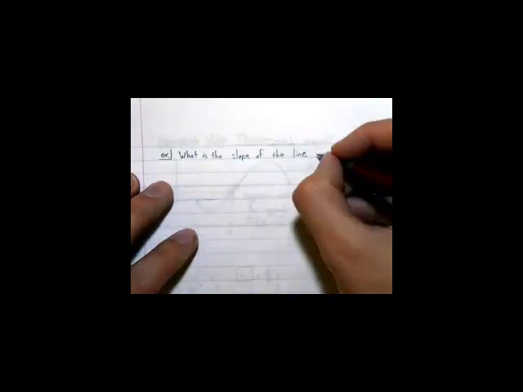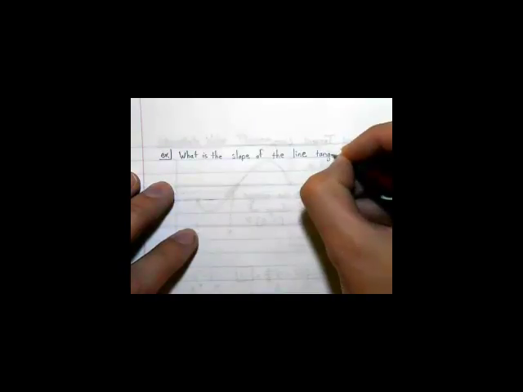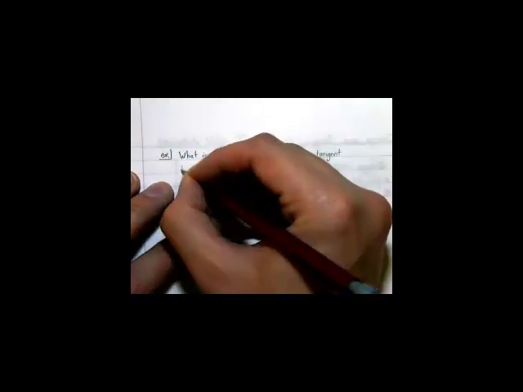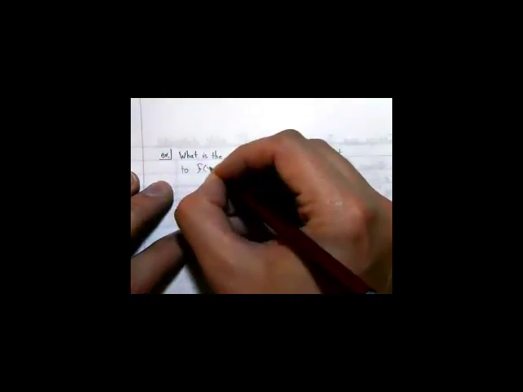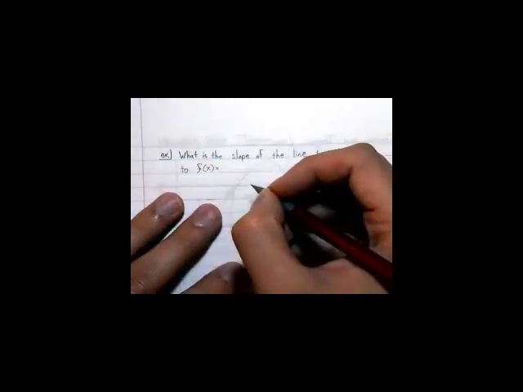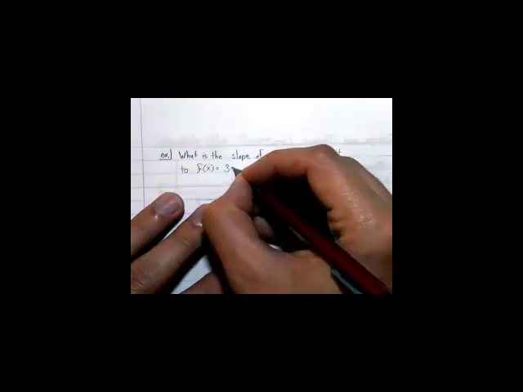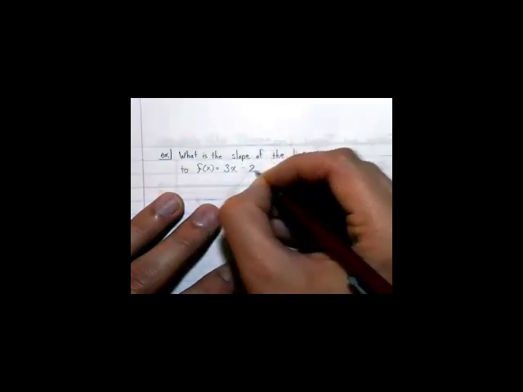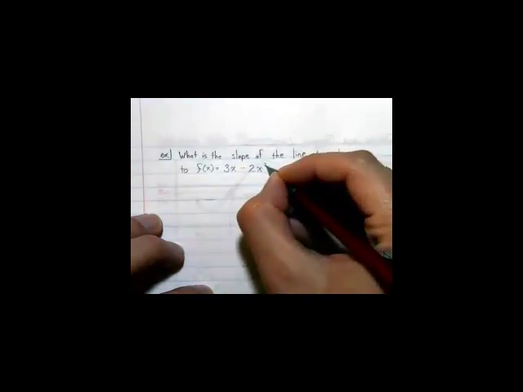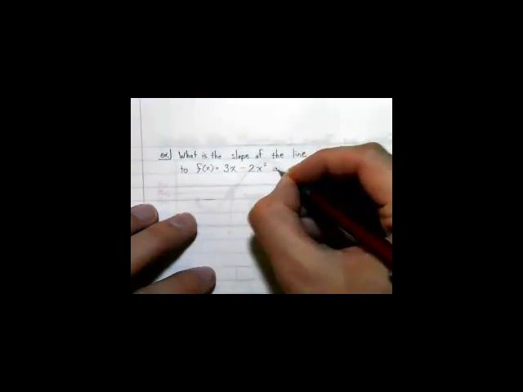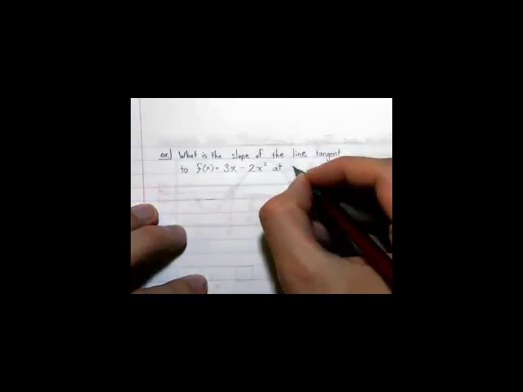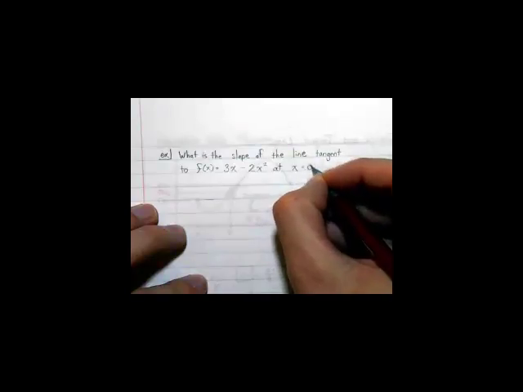All right, so let's see if we can do this. What is the slope of the line tangent to f of x equals 3x minus 2x squared at, let's do x equals 0.